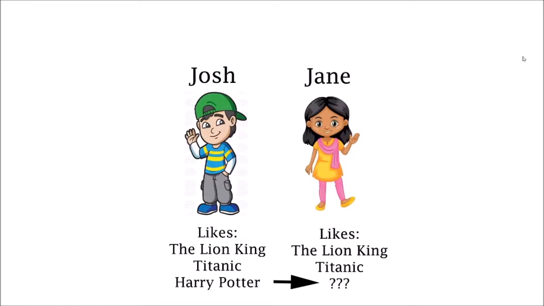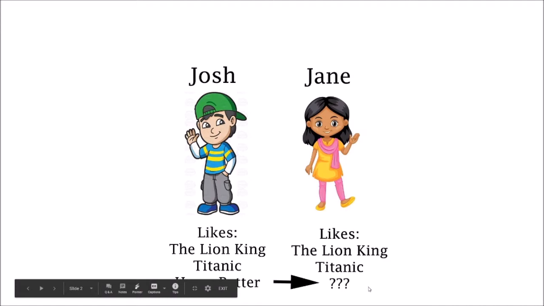Let's give a reminder as to what collaborative filtering is. Collaborative filtering is based on the assumption that people will like things similar to the things that they already like, and that other people with similar tastes will like similar things. For example, if Jane is looking for a movie and if Josh and Jane both like The Lion King and Titanic, but Josh also likes Harry Potter, it is likely that Jane will also enjoy Harry Potter. The goal with collaborative filtering is to make automatic predictions for the interests of a user by collecting their tastes or preferences from a large database of many users.